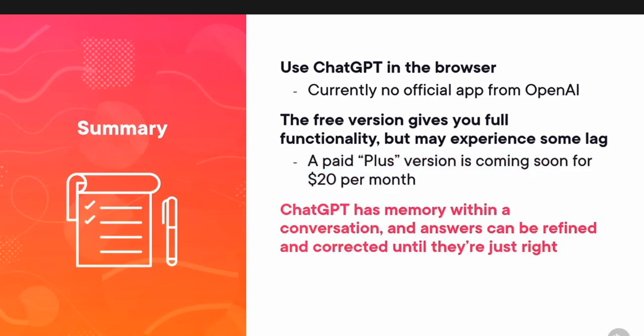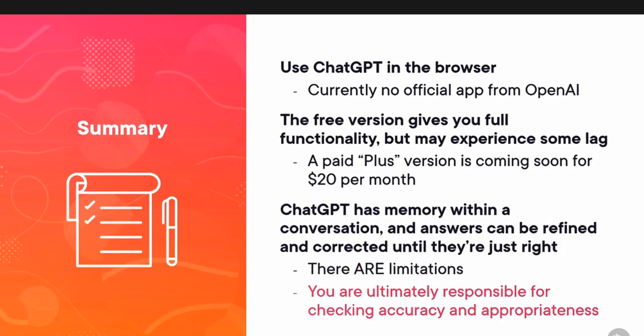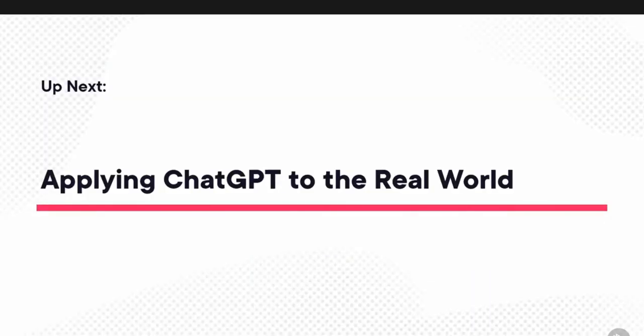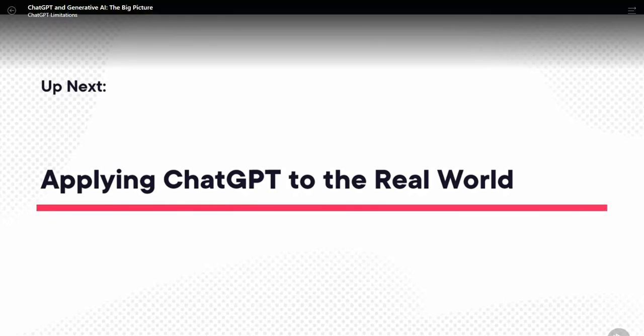ChatGPT has memory within a conversation, so you can refine and correct the answers that you're getting until they're just right. As we've talked about, there are some limitations, though, so make sure you're verifying what it gives you, and ultimately, you're responsible for the accuracy and appropriateness of what you're using. All right, I think we can all agree that ChatGPT is pretty cool, but let's see how it can be applied in the real world and how you might be able to make your job easier by using it.